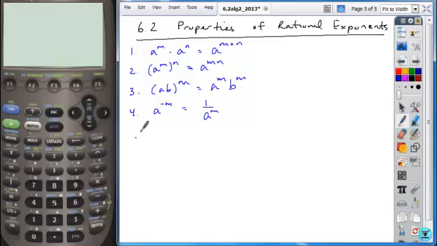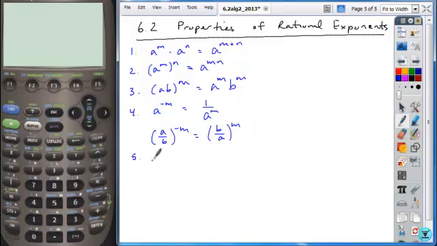Now, this holds true for a fraction as your base. If it takes this rational base, we'd simply apply the negative power, which would flip the base, so it would become b over a, and it would stay to the power of m, and change the sign to a positive.